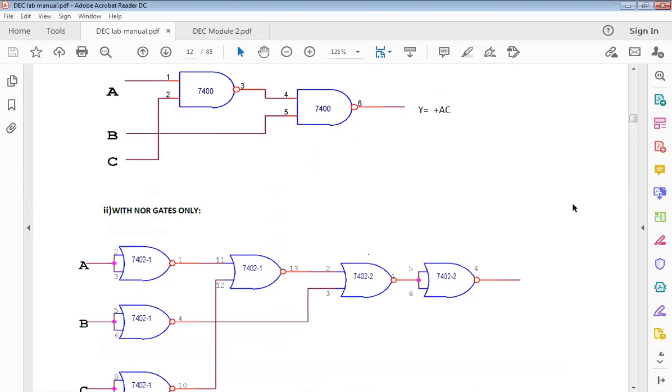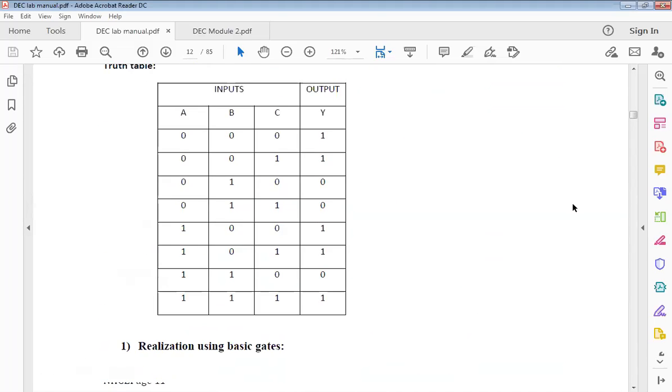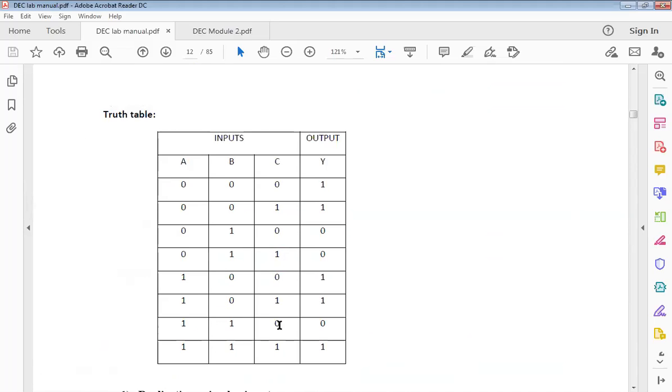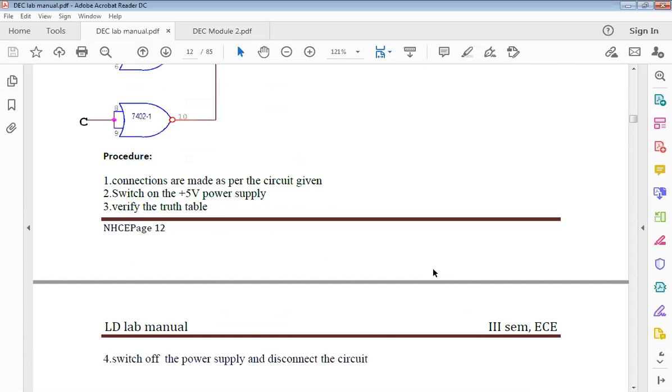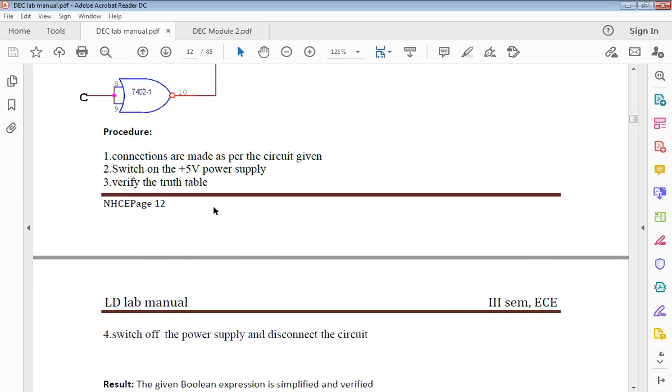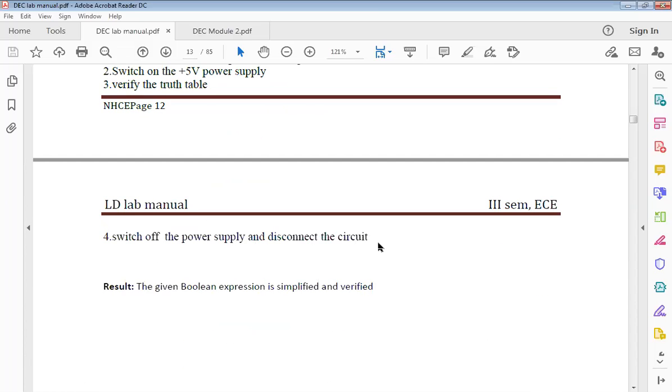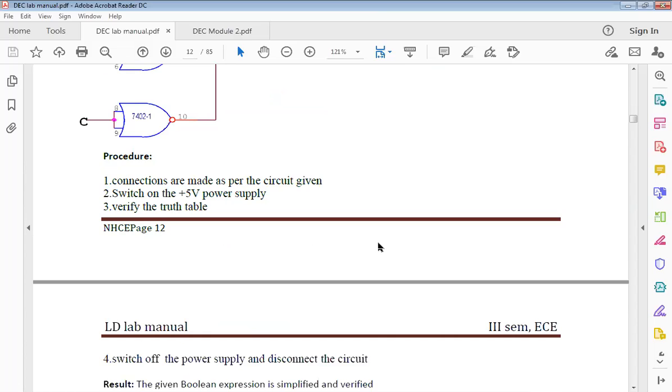During your exams, we will tell you to show, for example, 110, so you should be getting 0, which means your LED should not glow. Similarly, I will tell you, show me 001 for this combination, so your output should be 1. Like that you will be verified with your lab experiments. Then you'll be verifying the truth table. Then you can switch off the power supply and disconnect the circuit. So this is the simple procedure for your lab.